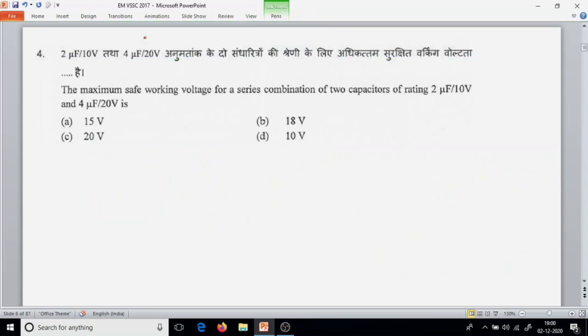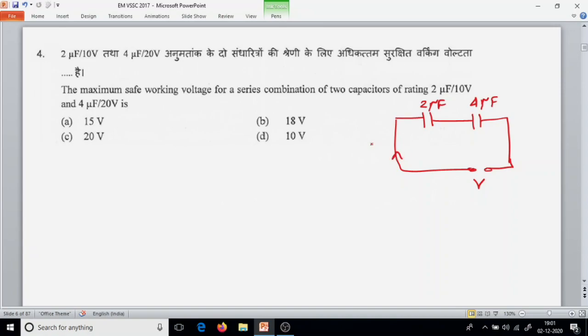The maximum safe working voltage for a series combination of two capacitors of rating 2 microfarad 10 volt and 4 microfarad 20 volt is. Okay, when two capacitors are connected in series, this is the V we have to find out. What are the values? 2 microfarad and 4 microfarad.